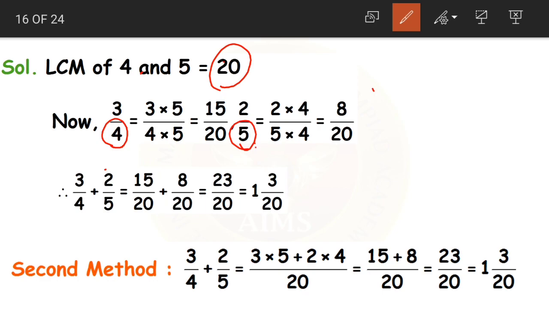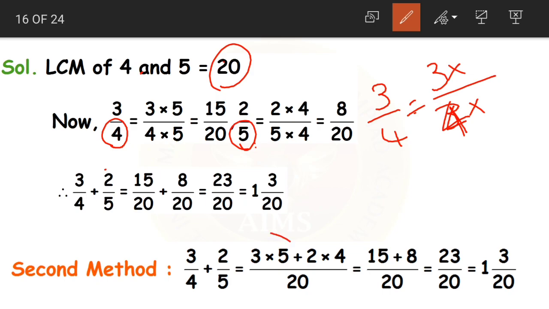Now coming to the first fraction, 3 by 4. Now the next step is to convert them into equivalent like fractions. If you remember, how did we convert it? What are equivalent fractions? The fractions which are equal in value. And how did we get them? By multiplying or dividing. Now here we have the denominator as 4, but the LCM is 20. Now how can we get to 20? 4 into what gives us 20?